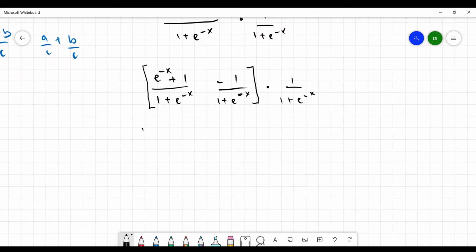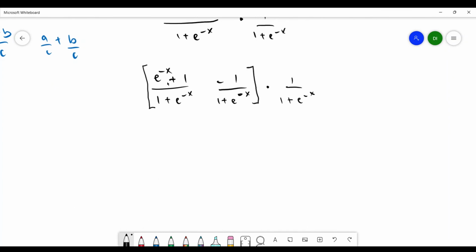Okay, now from here we can see that this is the same thing as this, and so they could cancel out, when you have 1 minus 1 over 1 plus e to the negative x enclosed, multiplied by 1 over 1 plus e to the negative x. All right, I think we are done.